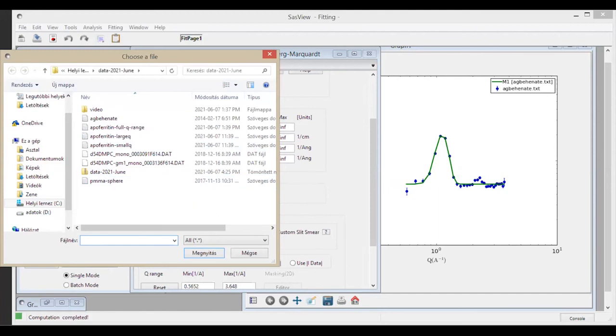Let me stop sharing the screen for a moment. How to do it? Stop share.